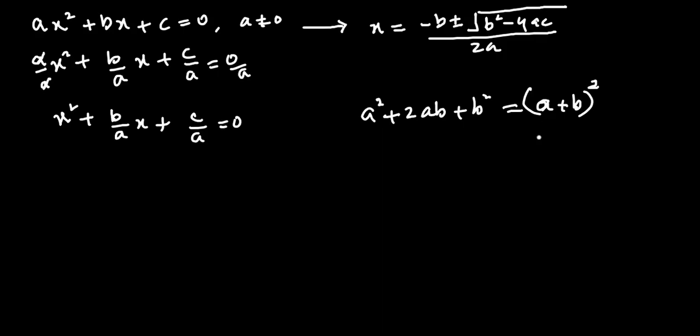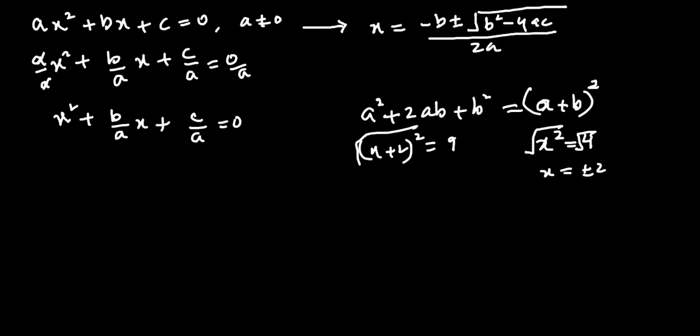For example, if I have x square equals 4, how can I solve it? I can just take the square root on both sides, and I have x equals plus minus 2. If you have x plus 2 squared equals 9, then you can just take the square root on both sides and solve the quadratic equation. That would be x plus 2 equals plus minus 3, and you subtract 2 on both sides and you get the solution. So this is the basic idea behind the completing square method.